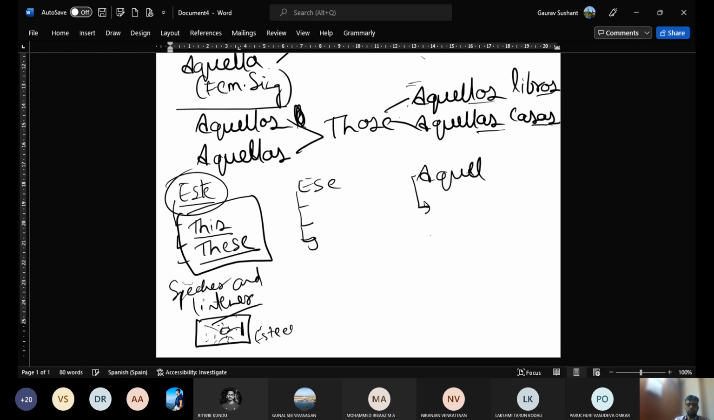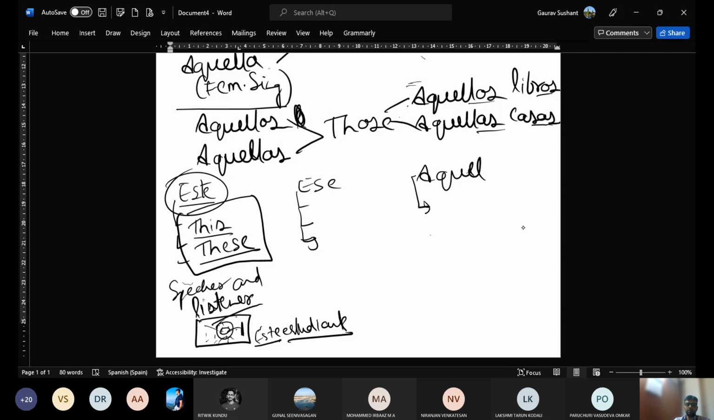Okay, este estudiante. This student. If it is a female student, I will be using esta estudiante. Okay, so the person to whom I am pointing out is closer to the speaker and listener.